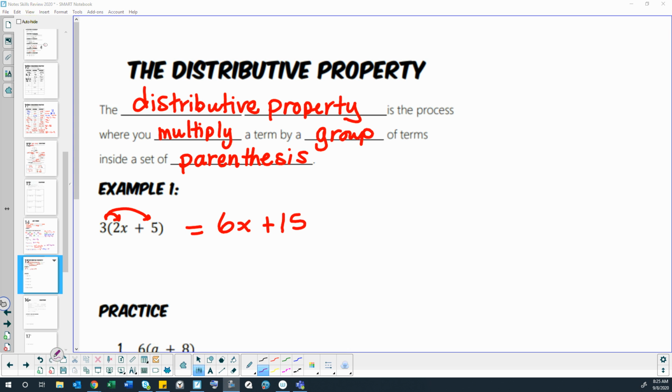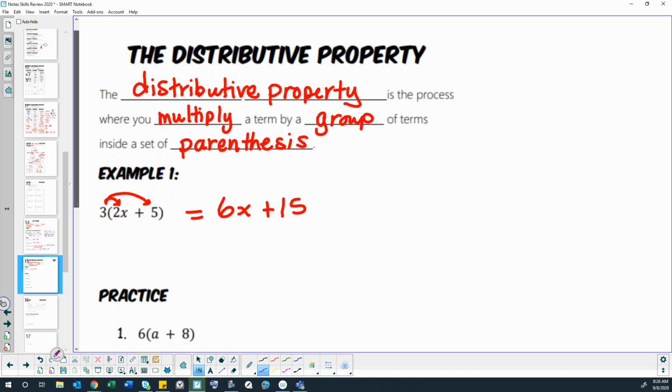All right, so for our video, I'm just going to rehash this really fast. The distributive property is the process where you multiply a term by a group of terms inside a set of parentheses. So our example was we have a 3 outside of the parentheses, 2x plus 5. We multiplied the 3 times the 2x, it got 6x, and then we had 3 times the 5 and got plus 15. So our distributed expression answer is 6x plus 15.